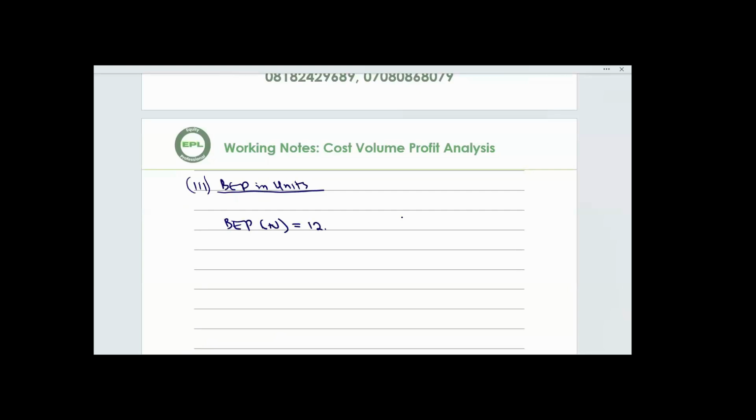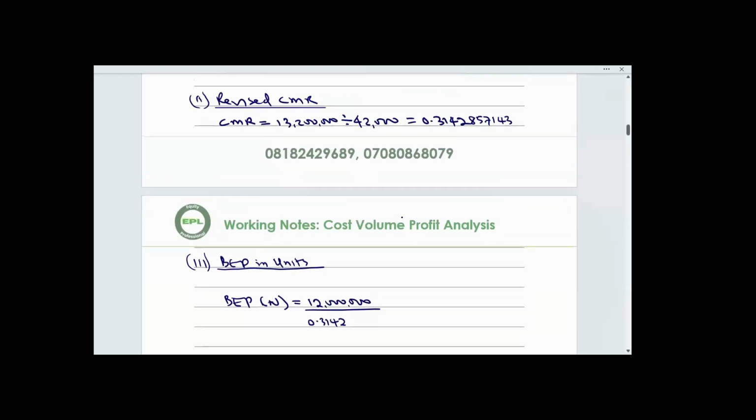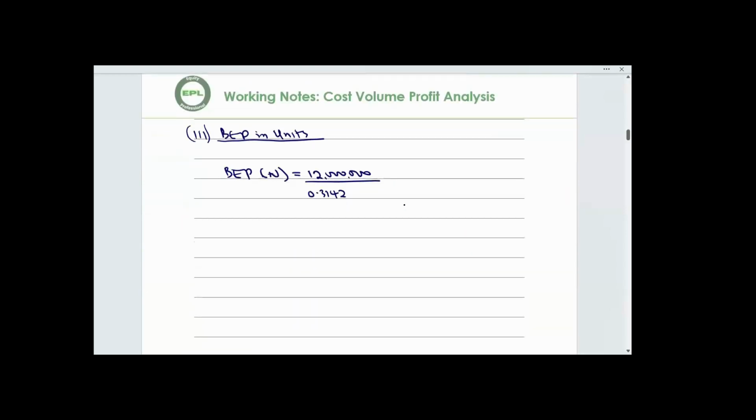And the fixed cost is 12 million Naira. The contribution margin ratio is 0.3142857143. So what do you have there? That will give you 38 million, 181,818. Am I correct? Please confirm. Okay. 38 million. So that's the overall break-even point in Naira.